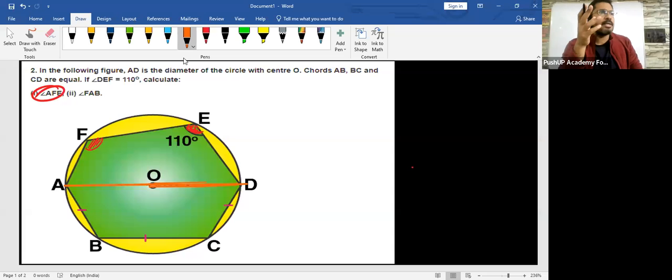Cyclic quadrilateral property. All right. So if you all say cyclic quadrilateral property, I can say this angle is equal to how much? 70 degrees. I hope you all got it.